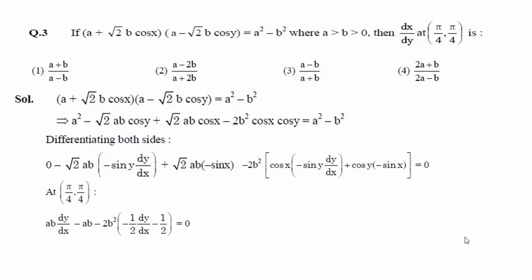At π/4, π/4, we get ab dy/dx − ab − 2b² (−1/2 dy/dx − 1/2) = 0. This implies that dx/dy = (ab + b²) / (ab − b²). Taking b common and cancelling in numerator and denominator, we will get (a + b)/(a − b), where a and b are greater than 0. Hence, the correct option is 1.